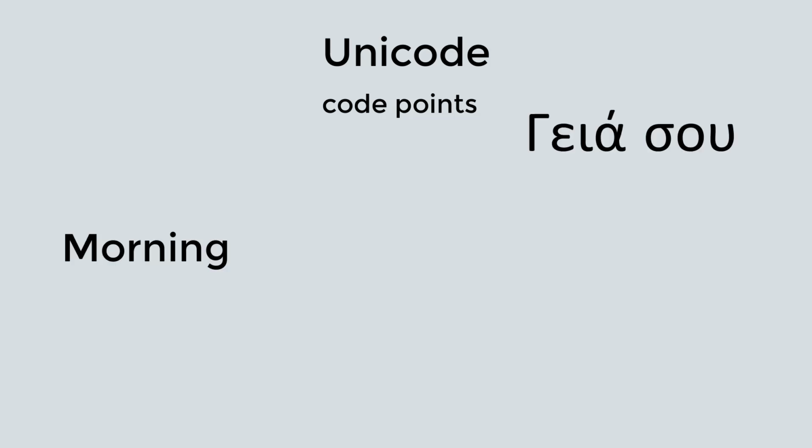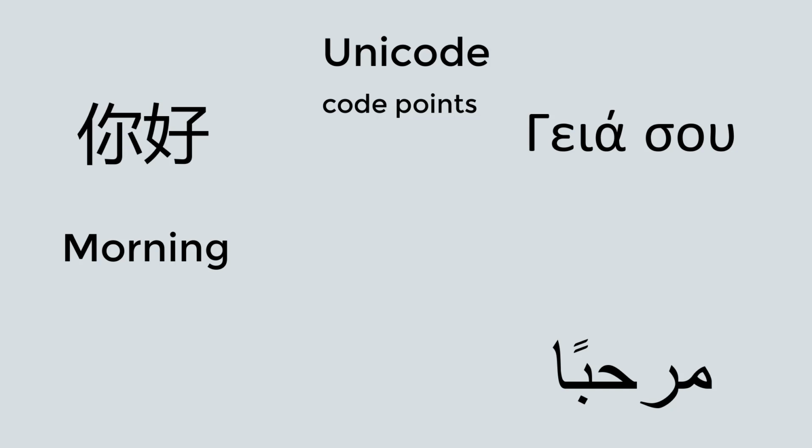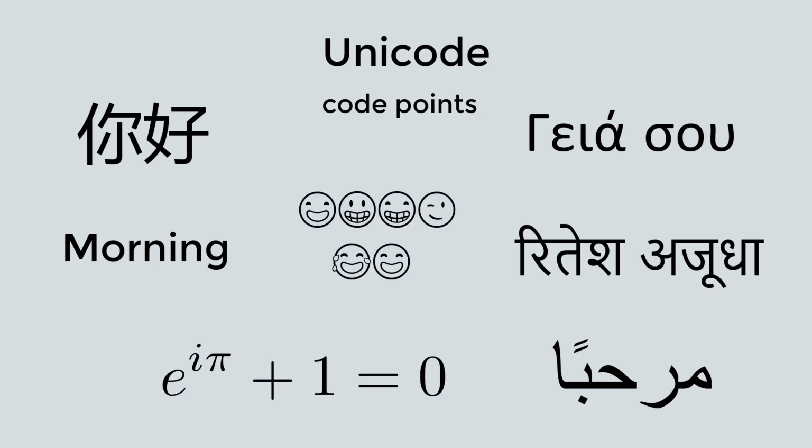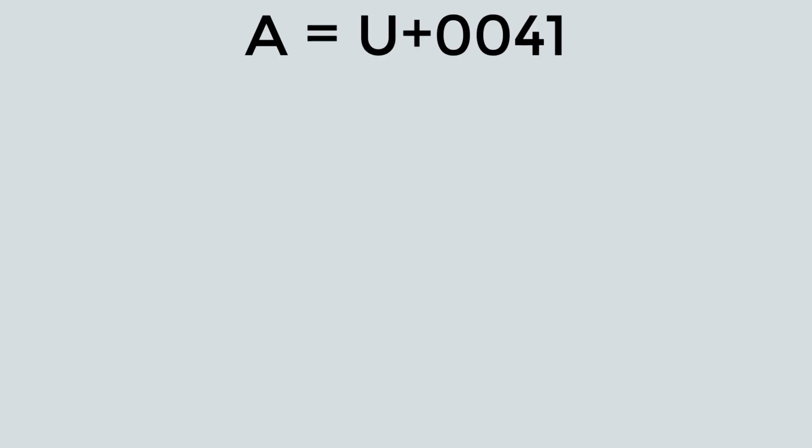Unicode was developed to address this problem. Unicode assigns characters unique numerical identifiers called code points. For example, Latin letters, Greek letters, Arabic characters, Chinese characters, mathematical symbols, and emojis all have their own Unicode code points. A Unicode code point is usually written using the letter U followed by a hexadecimal value. For example, uppercase A has the code point U plus 0041.